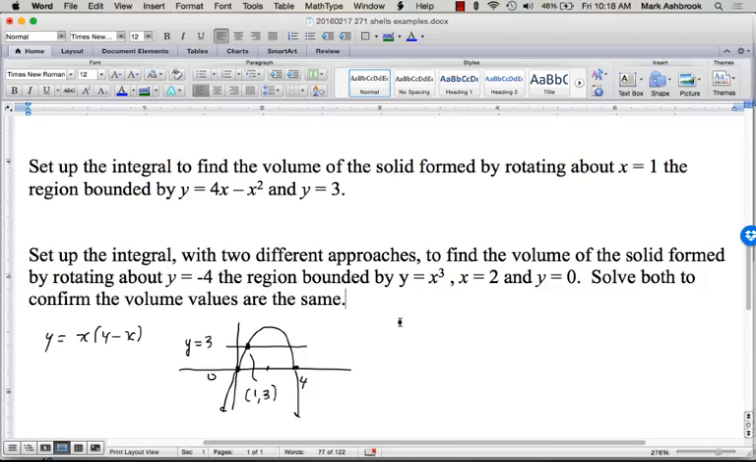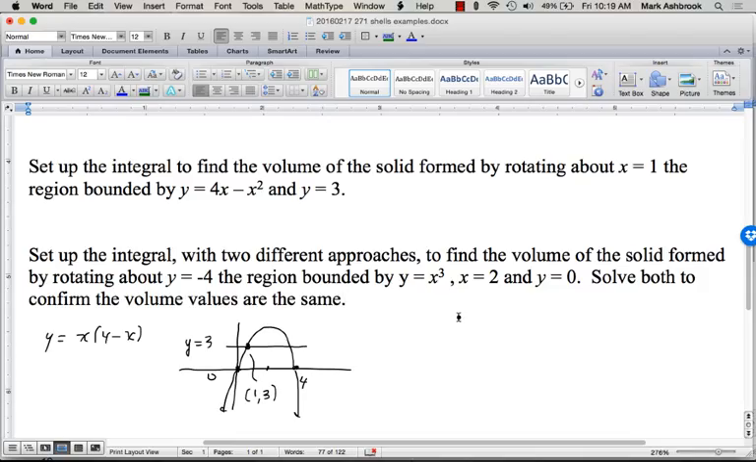Last chance for questions. Okay, so what we've done with the pancakes and the washers and the shells, these are all what are called solids of revolution, right? We always had some line that we took a region and rotated it around. So these are all solids of revolution. So there's another way to generate solids.